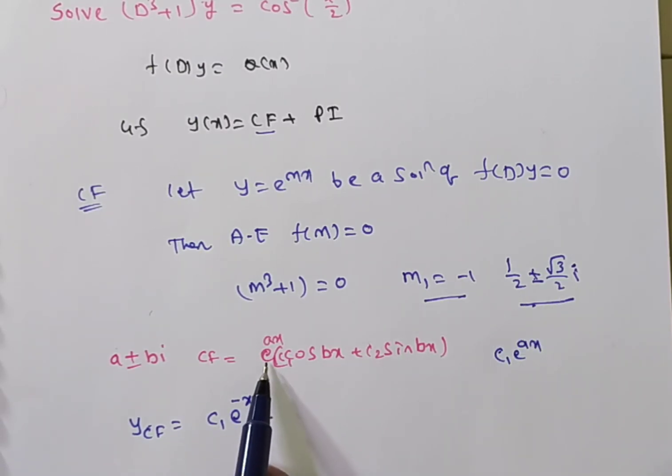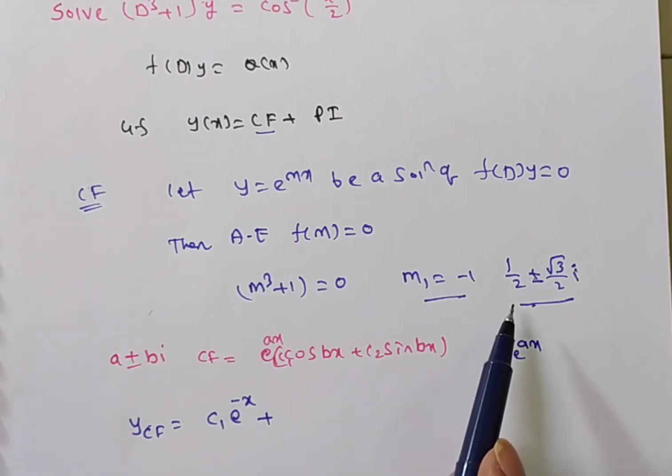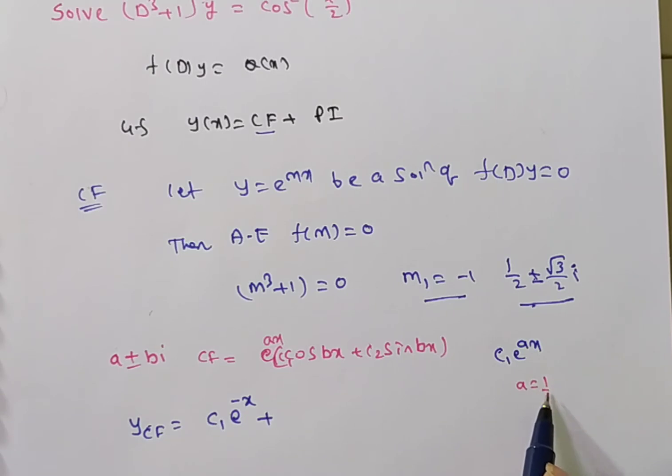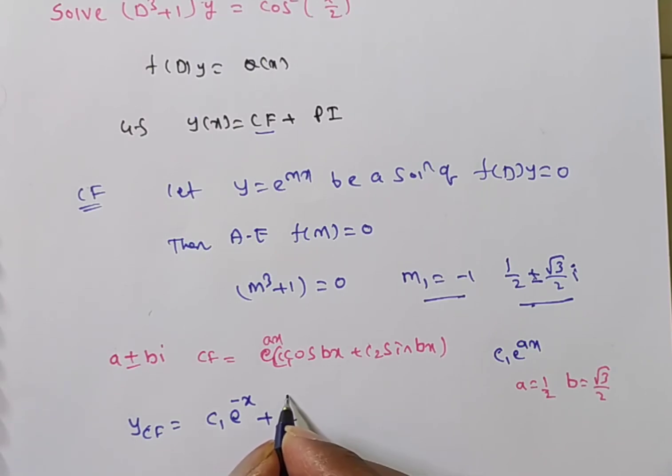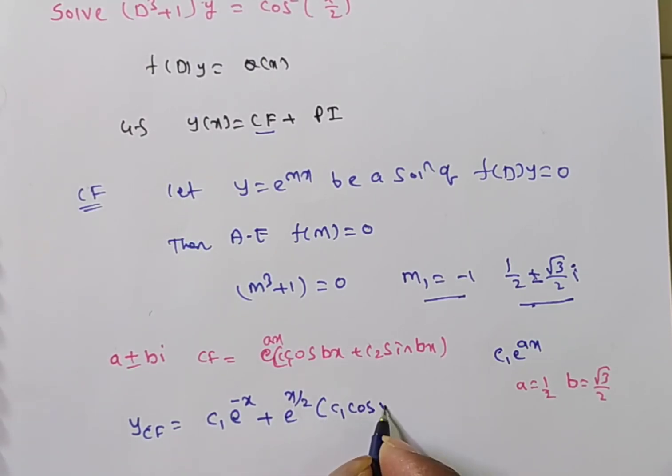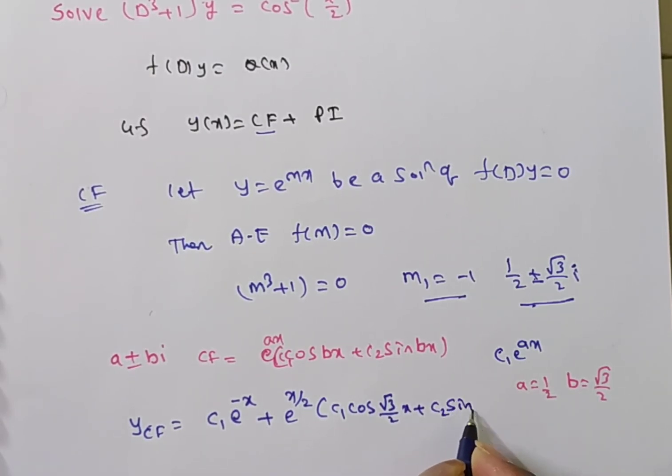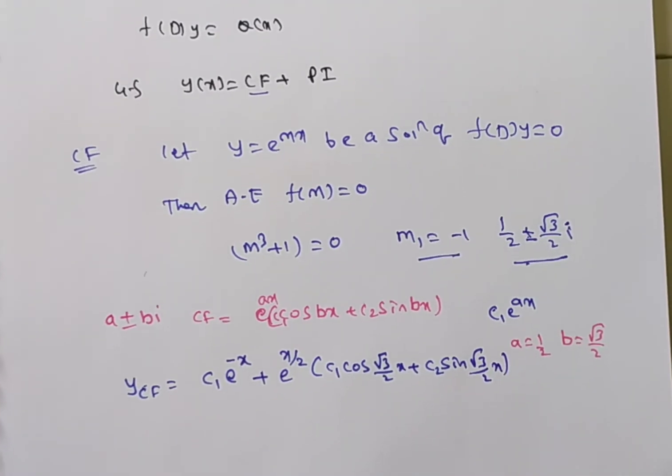here you have complex roots. Whenever complex roots are there, we will write it like this. So what is a? a is the real part. Here the real part is 1/2, so in this case a = 1/2 and b = √3/2. Now you can write this as e^(x/2)(c1 cos(√3x/2) + c2 sin(√3x/2)). That's it. So this is the complementary function.